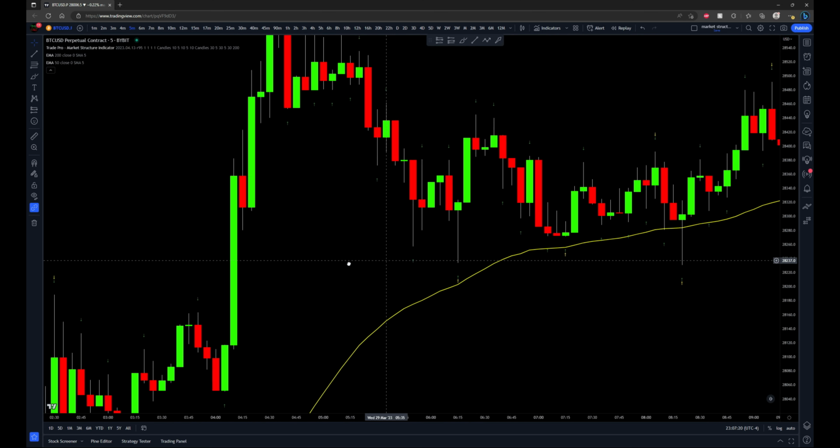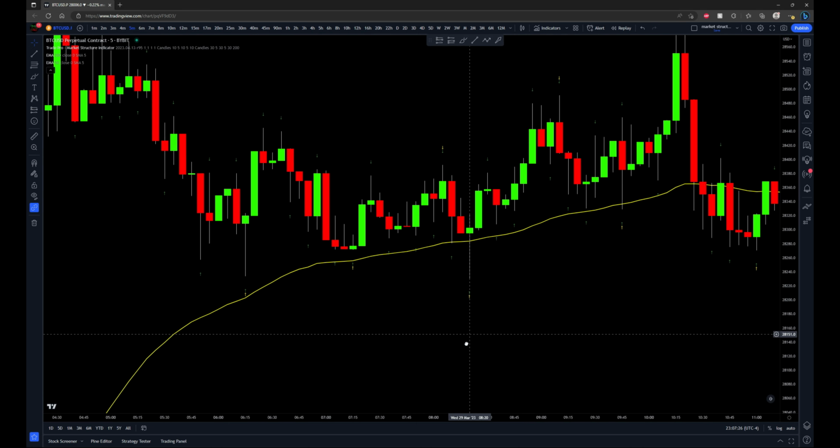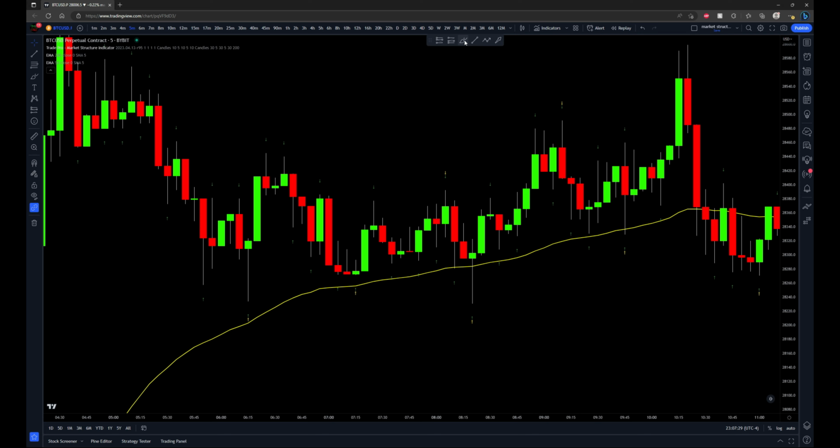Let's move on. We're looking for another pullback. We see a pullback right here into the 50 period exponential moving average, which is still over the 200. So we're looking for a long. We're looking for this structure to break once we get an intermediate term structure formation here. So we get the break right here.